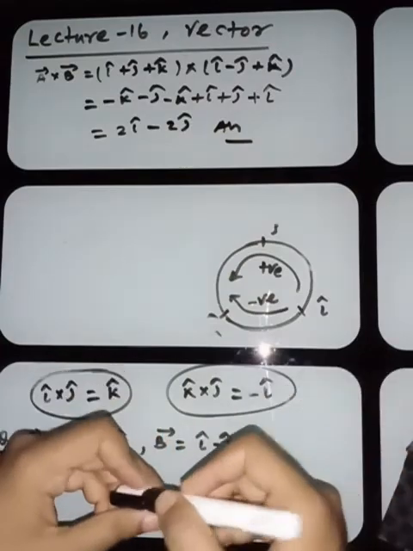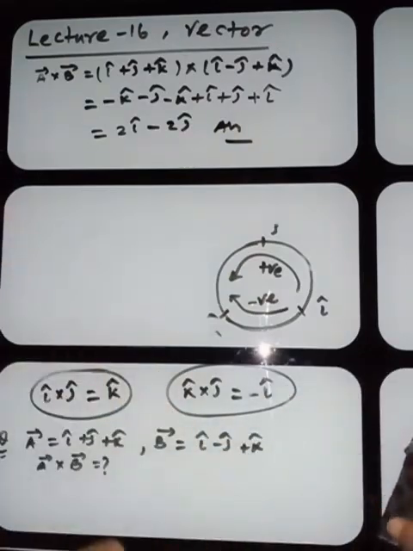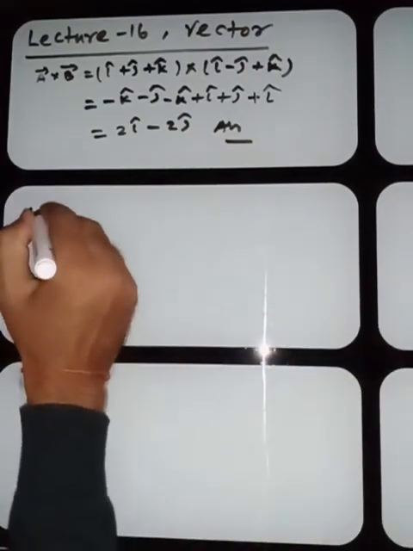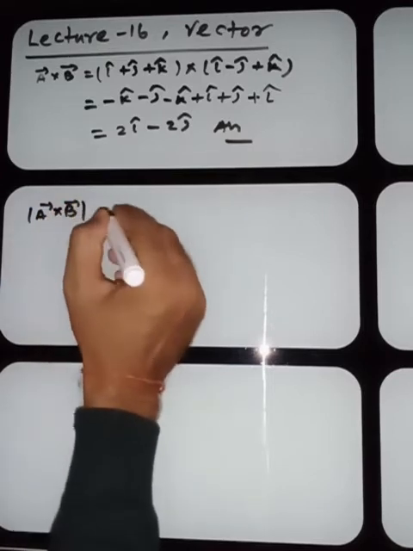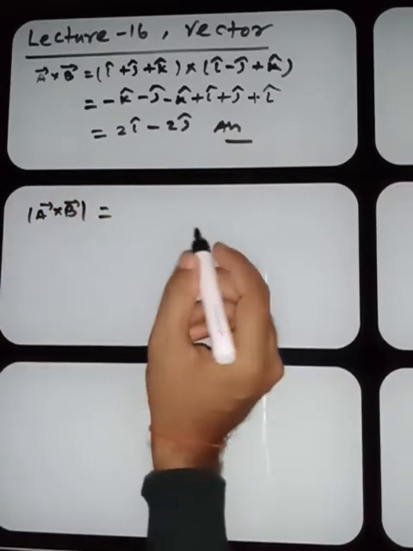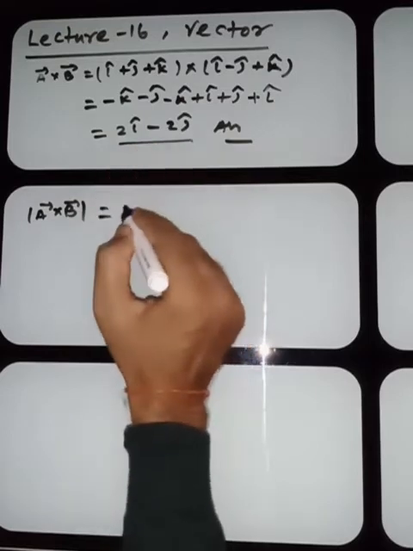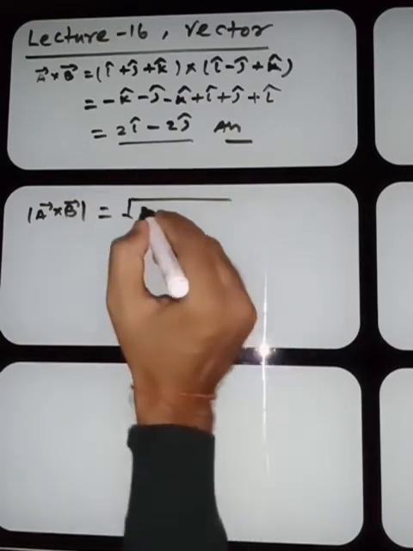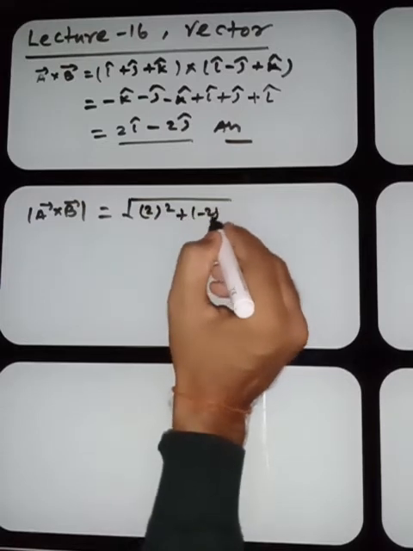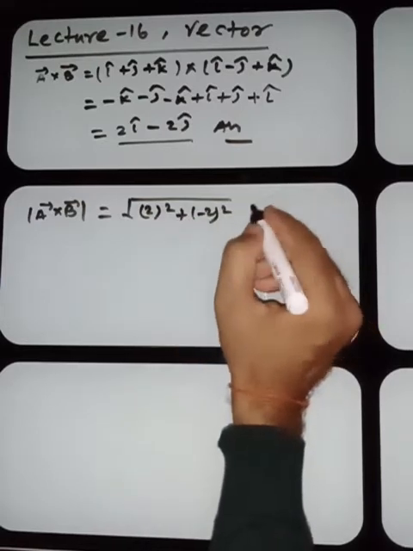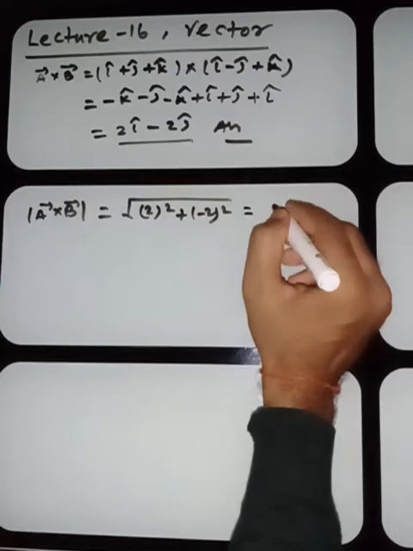If someone asks to find the mod of A cross B, how will you find the answer? Mod of A cross B. You already have the vector here, and you know how to find the magnitude of this one. So 2 square plus minus 2 square, all right, and it is 2 root 2.